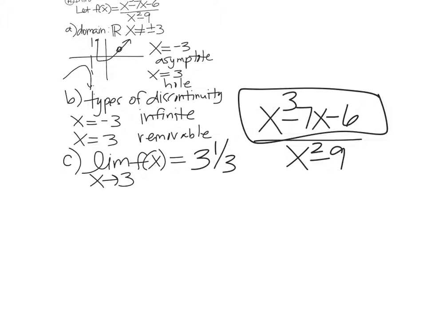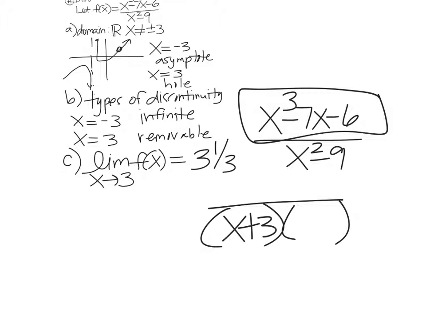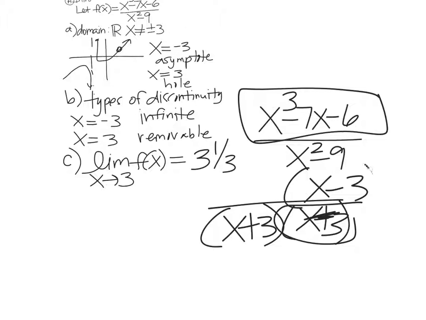Like, the bottom you can factor: x plus 3, x minus 3. I know that x minus 3 is going to be a factor of the numerator because that's how a hole is made. But how do I get that out of here? I can't factor this. So what you would do is take 3 and do synthetic division and get it down to a quadratic.